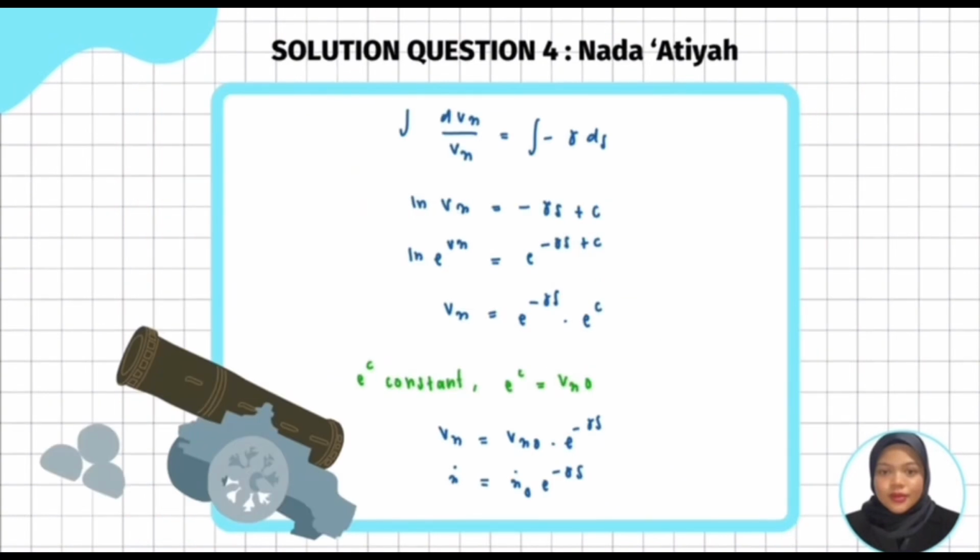We will now separate variables and integrate. dvx over vx is equal to negative gamma integral of ds. Taking the natural log, we get ln vx equal to negative gamma s plus c. Then, exponentiating both sides, we get vx equal to e to the c times e to the negative gamma s, and setting e to the c equal to vx naught, the initial velocity in the x direction, we get vx equal to vx naught e to the negative gamma s.